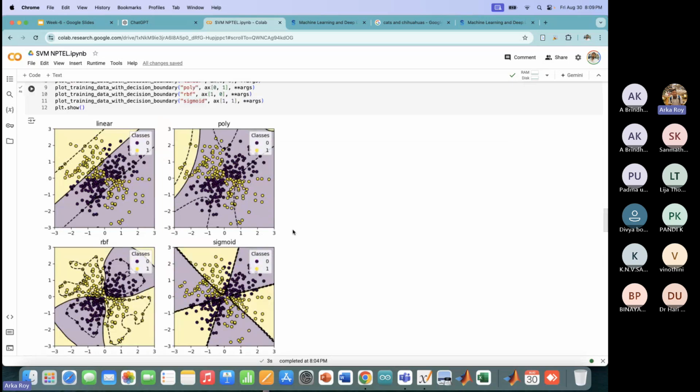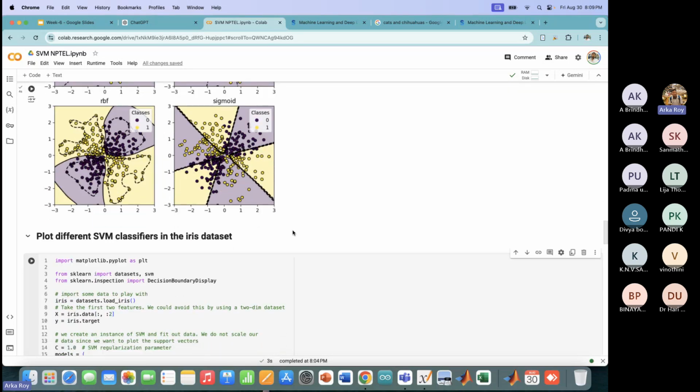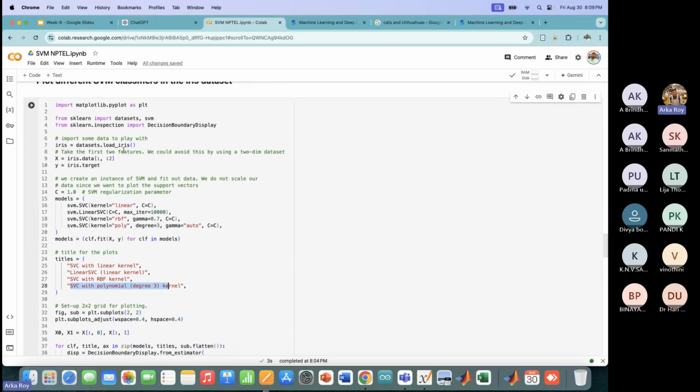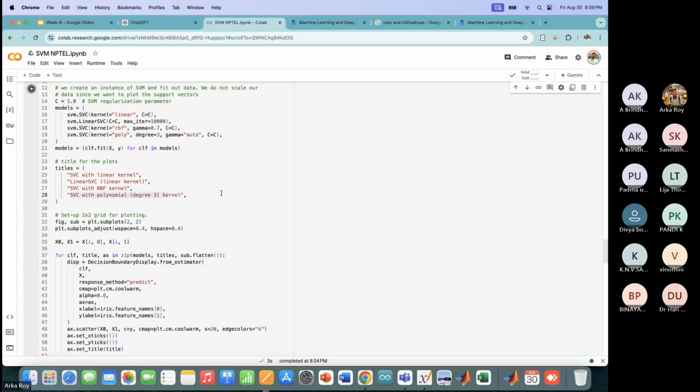And then we will show how the decision surface looks like. Pretty similar to this one. We have taken 4 cases and we'll try to see how the decision surface looks like.